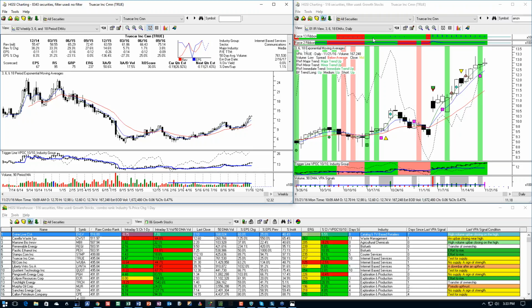So you can see in this instance, this is a little stock called TrueCar. I was looking at this today as a potential trade. In fact, I had a buy stop order out, but it did not get filled, which is fine. But I just want to explain where I'm going with this and what my intentions are.